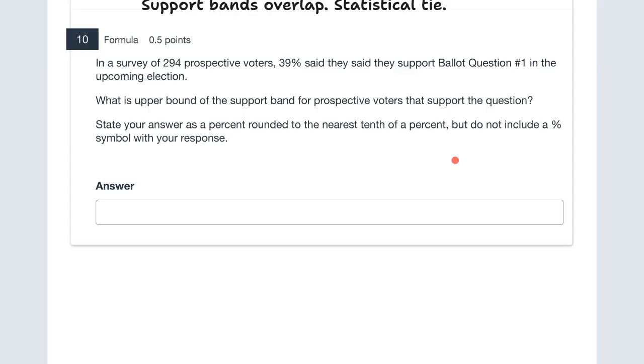Number 10. In a survey of 294 voters, 39% said they will support the ballot question. What is the upper bound? So we did one a minute ago that was the lower bound. So the upper bound here is going to be 39% plus the margin of error. Our margin of error in this case is plus or minus 1 over the square root of 294.